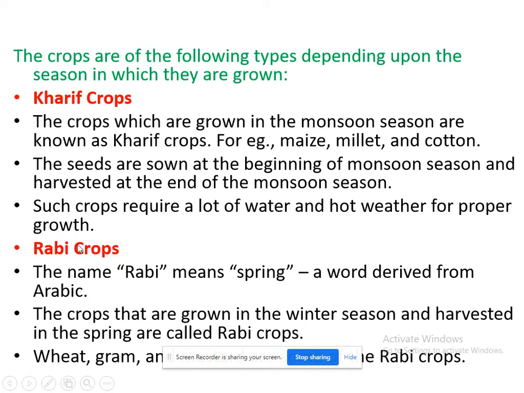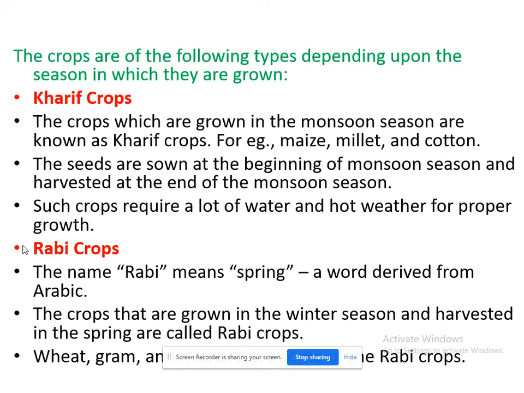Maize. Next point, such crops require lot of water and hot weather for proper growth. So why these maize, millet, cotton are grown in monsoon season? Because they require much amount of water. That water we get in rainy season or in monsoon season. So that is why these crops are grown in monsoon season. And even they require hot weather for proper growth of those plants. Right? Next crop is Rabi crop.